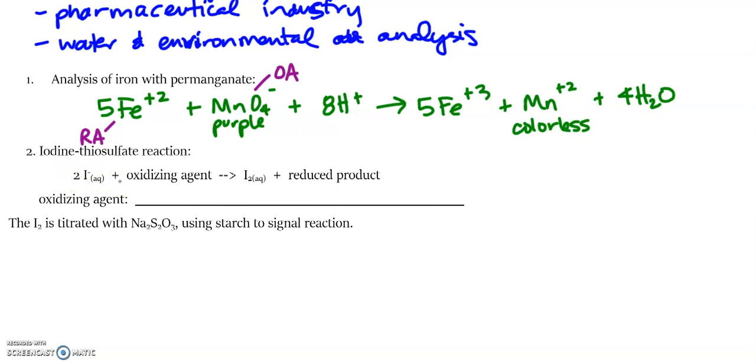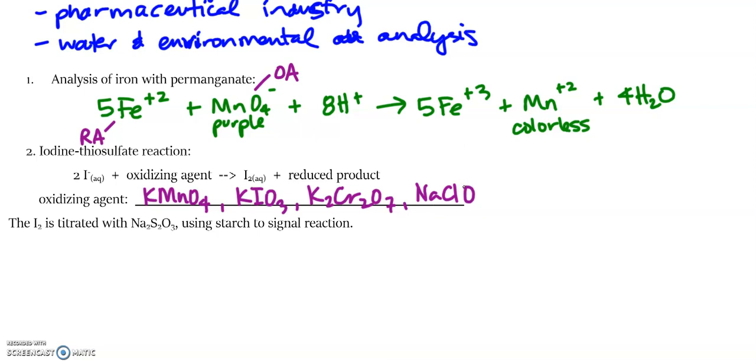All right, in another one, we have 2 I- ions plus an oxidizing agent, which will turn into iodine plus a reduced product. Oxidizing agents could be KMnO4, KIO3 (potassium iodate), K2Cr2O7 (potassium dichromate), or sodium hypochlorite, NaClO.